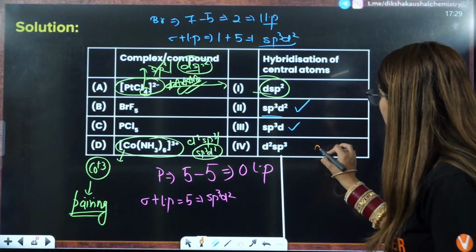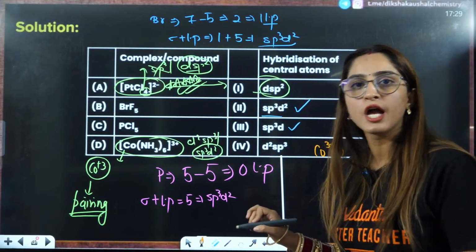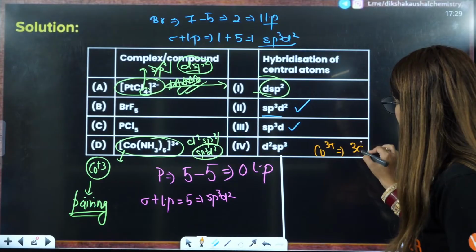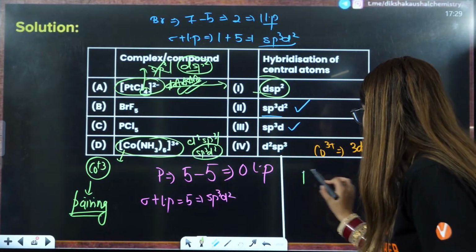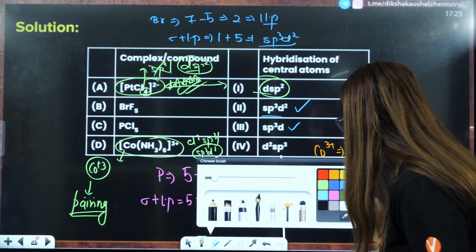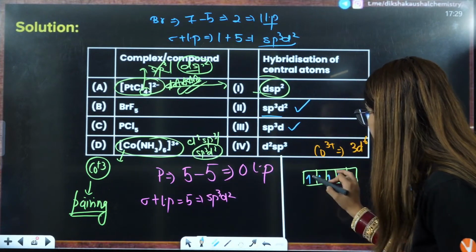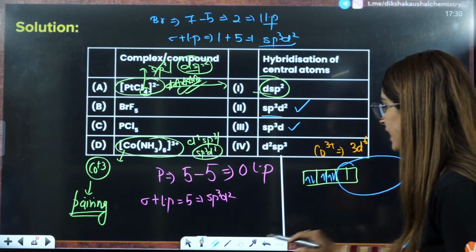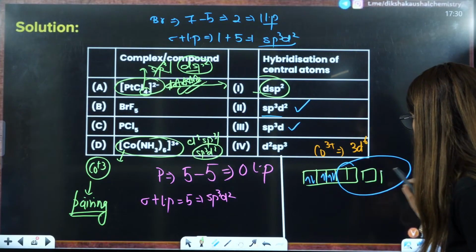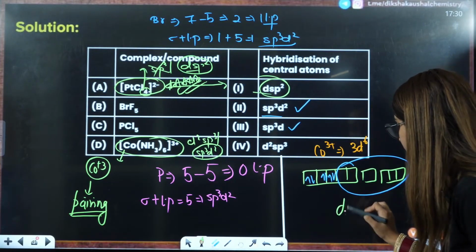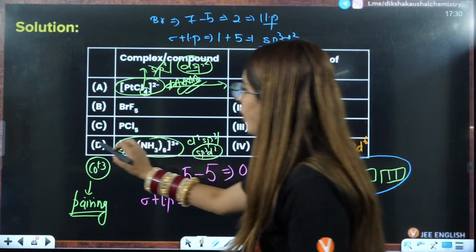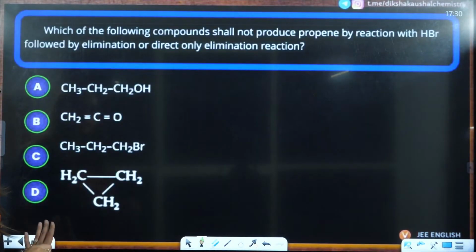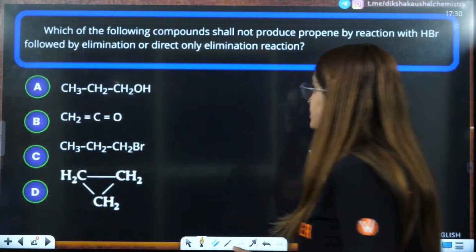If you want to solve this, cobalt is 27, so it is 4s2 3d7. Cobalt 3+ means 3 electrons will be removed, so it will be 3d6. Because it is going to cause the pairing, 1, 2, 3, 4, 5, 6, you will be left with 2 d orbitals and these 3 p. So that is why the answer will be d2sp3. This is also a very, very important compound. Understood, students?